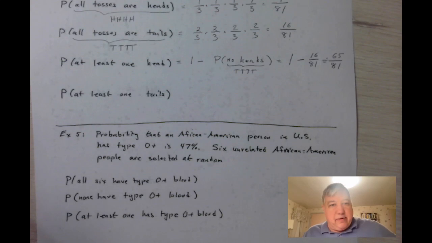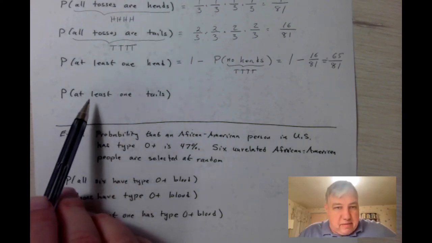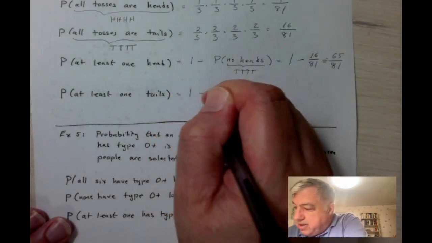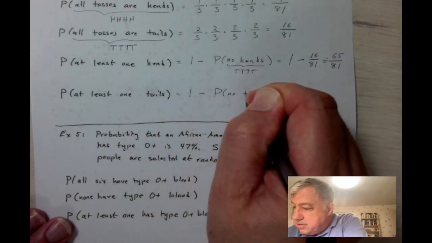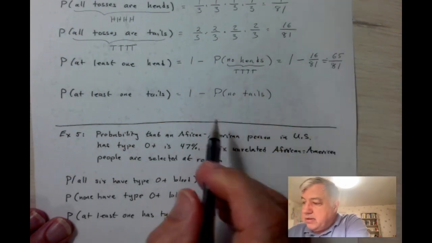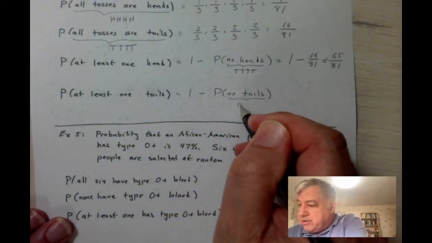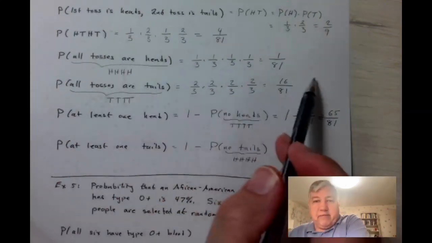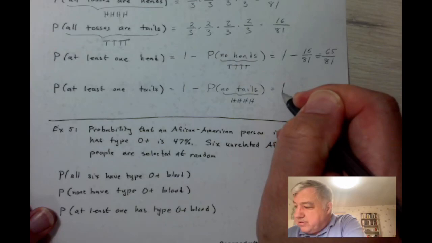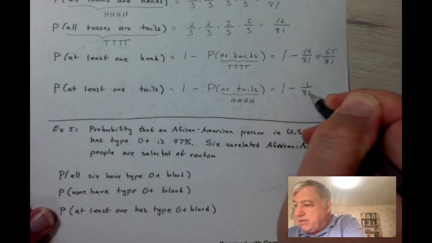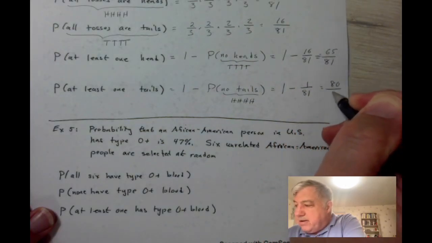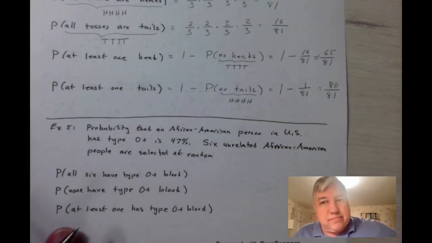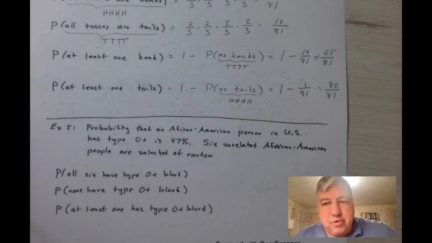And then you can do the same thing here. What's the probability of at least one tail? That's 1 minus the probability of no tails. And the only way we can get no tails is if we get all heads. And we know the probability of that is 1/81. So this is 1 minus 1/81, which becomes 80/81. Now we're just getting a common denominator here. Obviously you can use your calculator if you want.